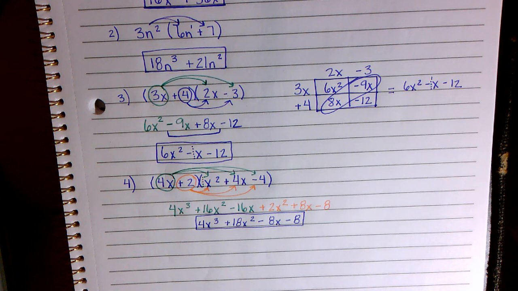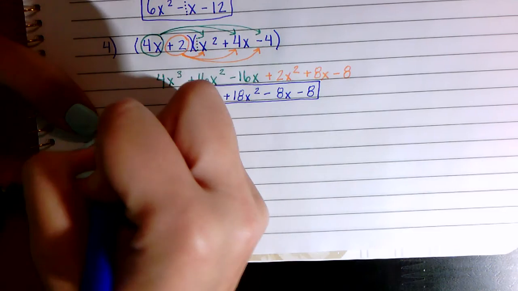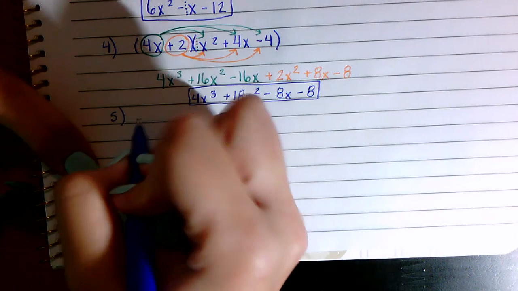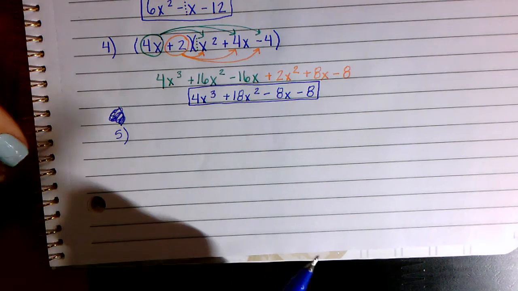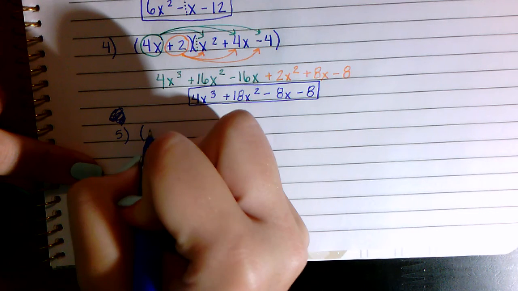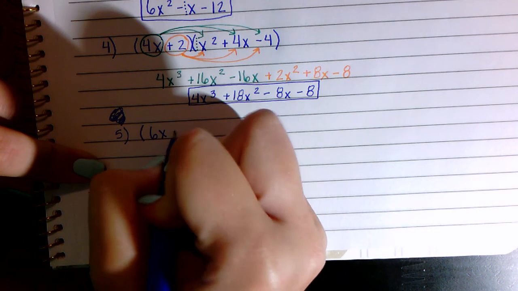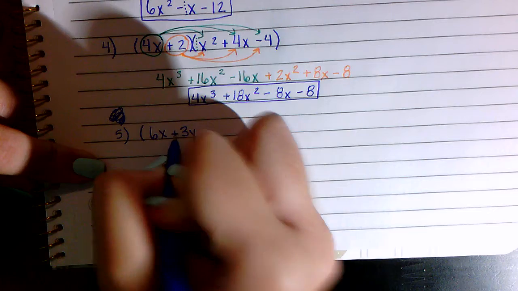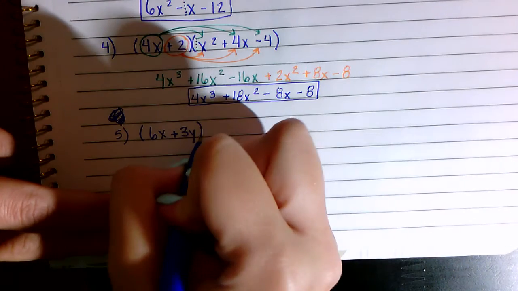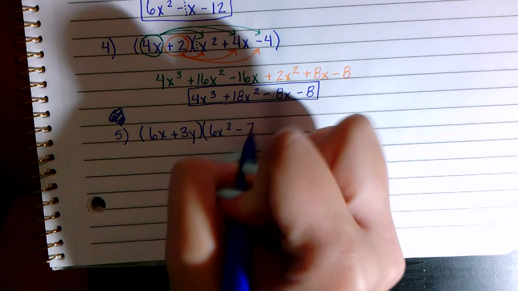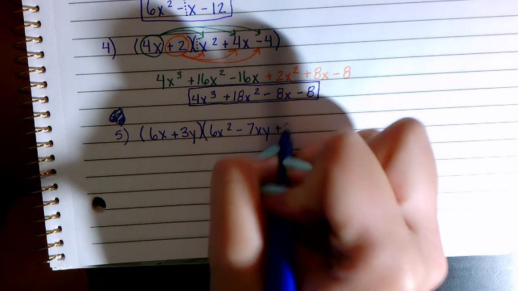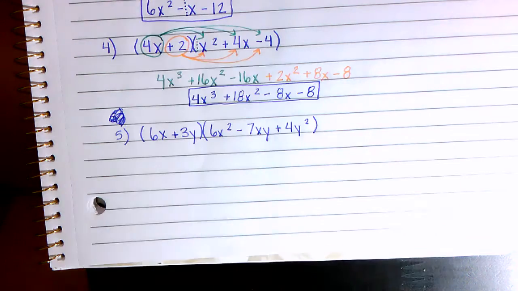Okay. Now I'm going to do one more, and I want it to be kind of harder, but I want this to be in your notebook for you to refer back to. Okay, for your last example, write down, actually skip a line so we have some room. 6x plus 3y. Uh-oh, tricky, tricky. We're working with two different variables, times 6x squared minus 7xy plus 4y squared.